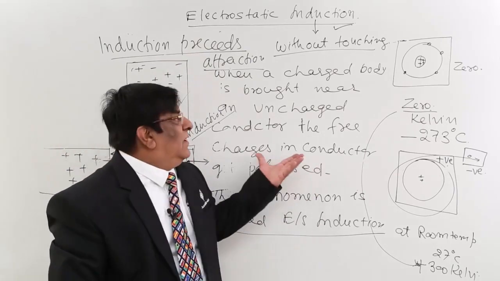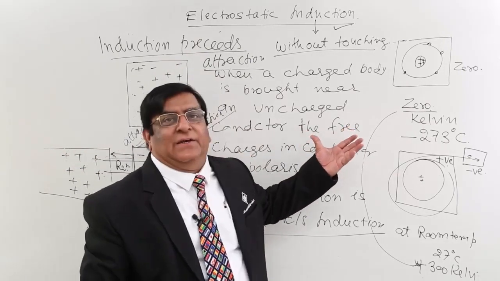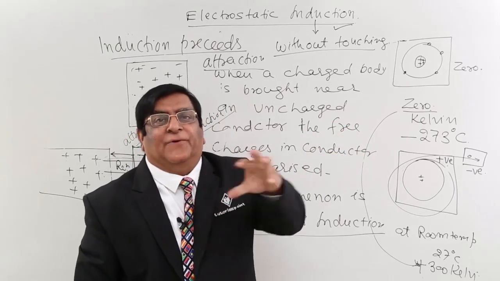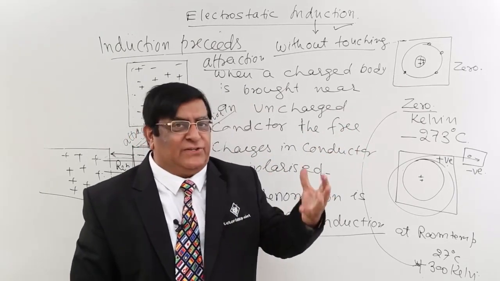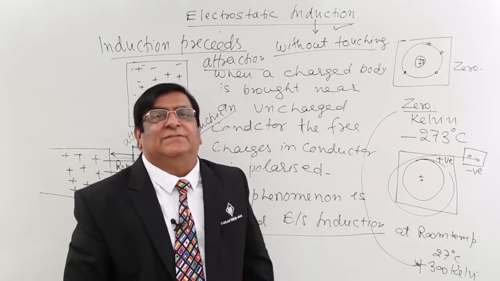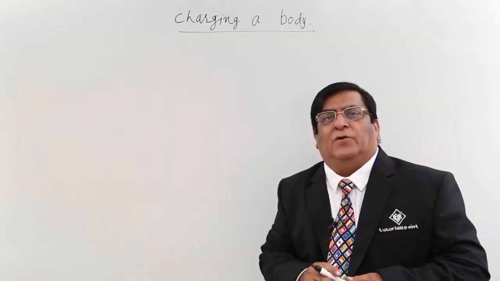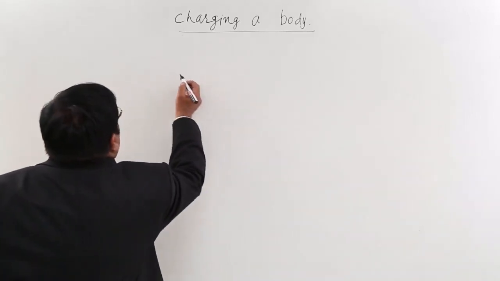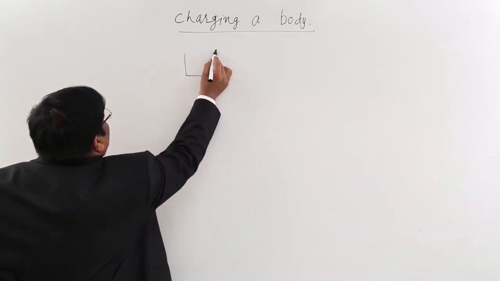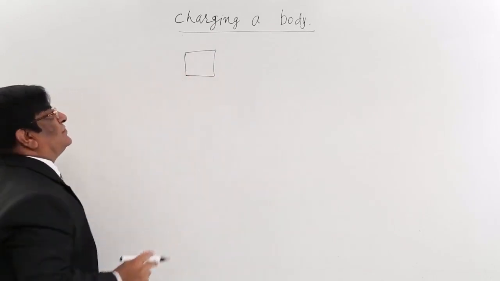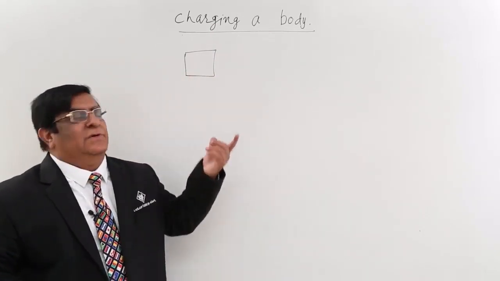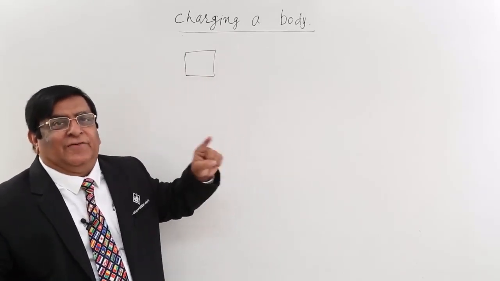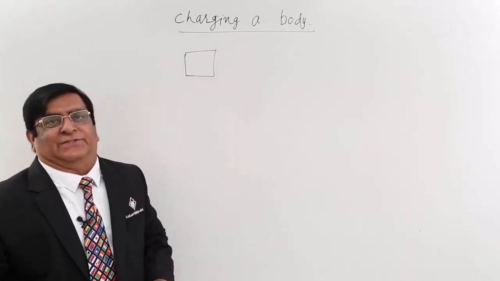So next class we will study how we charge a body, what are the different methods, and there are very interesting methods, two or three methods, we will study that. How do we charge a body? I have a conductor and I want to charge it. It has got charge. If somebody asks you, there is a conductor or a body, does it have a charge? Our answer is always yes, it has a charge.